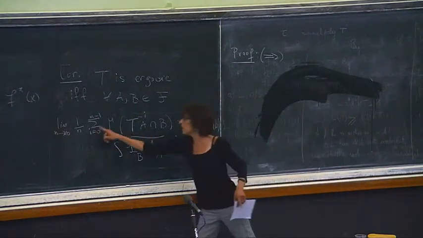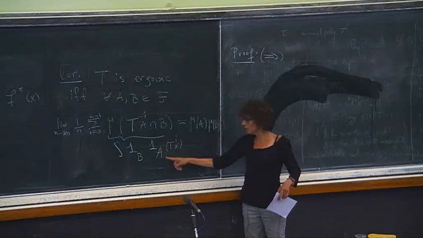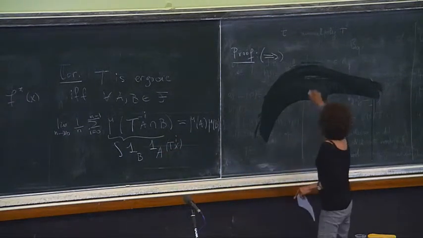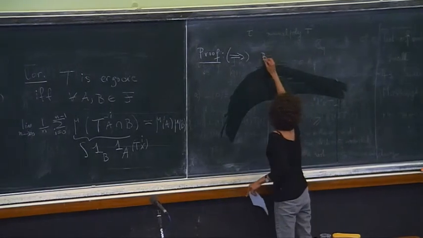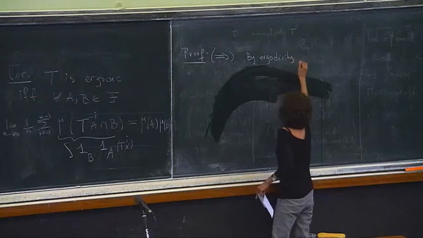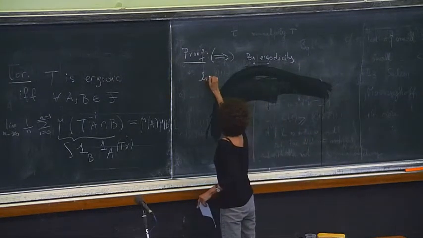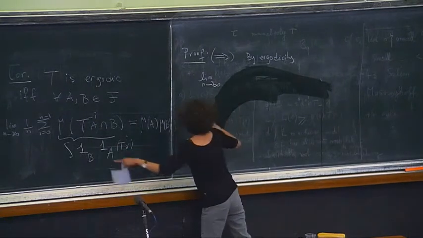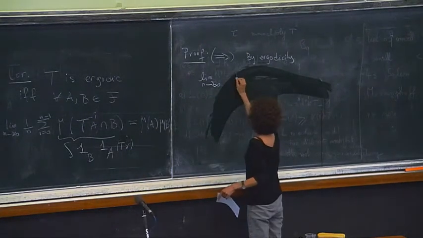And if I move the sum inside, then you see that I'm talking about ergodic averages of this indicator function. So by ergodicity, we have that the limit as n goes to infinity. If I just look at this, let's forget indicator B for a second.